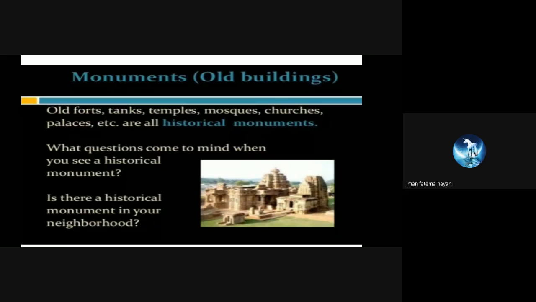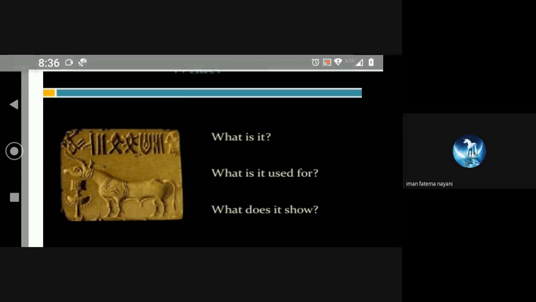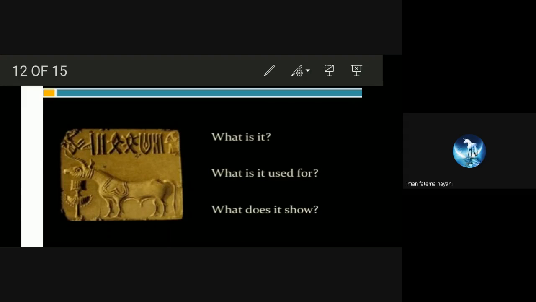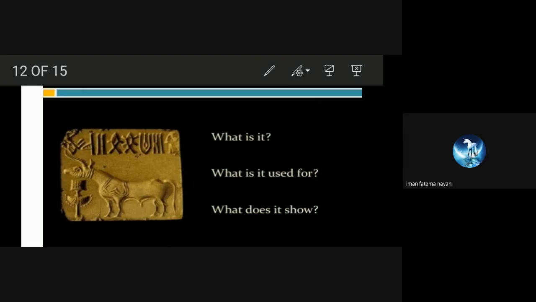What question comes to mind when you see a historical monument? Is there a historical monument in your neighborhood? Yes. Then see this next slide. What is it? What is it used for? What does it show us? Such questions come to our mind when we see any old things.